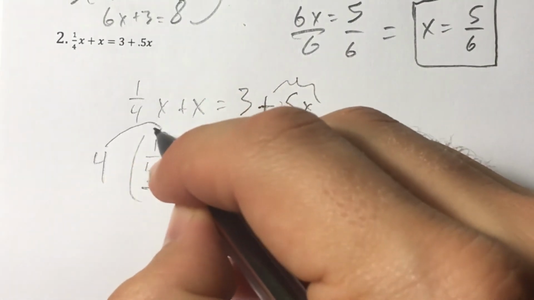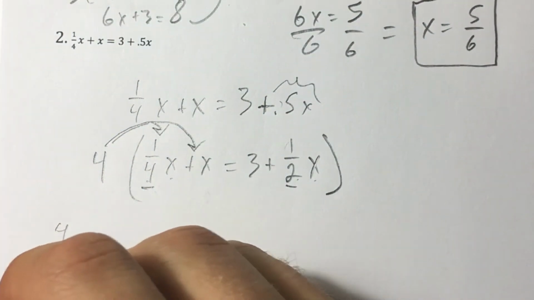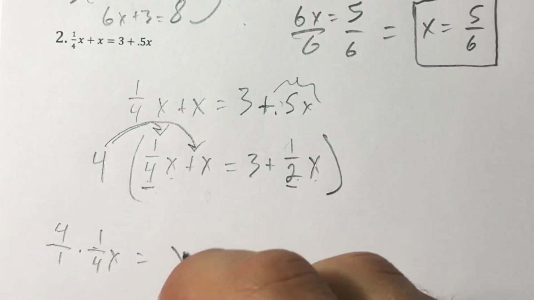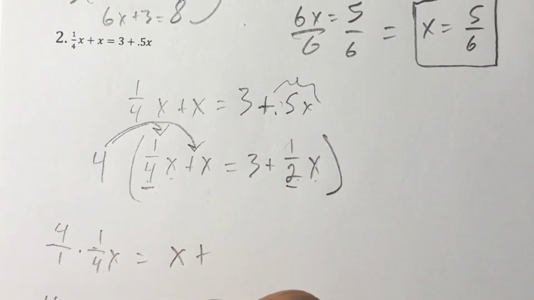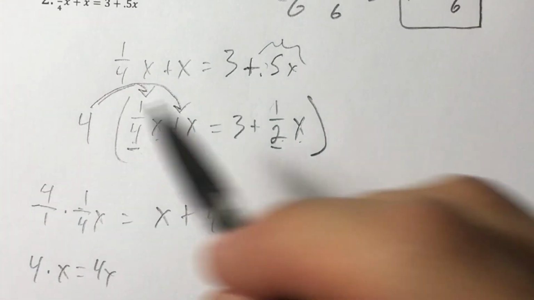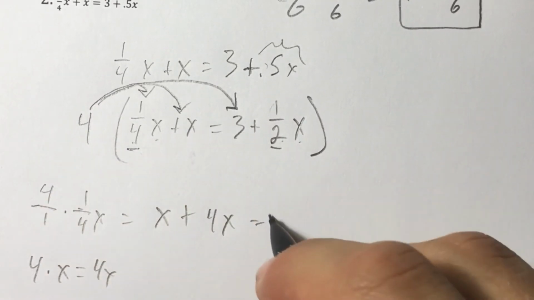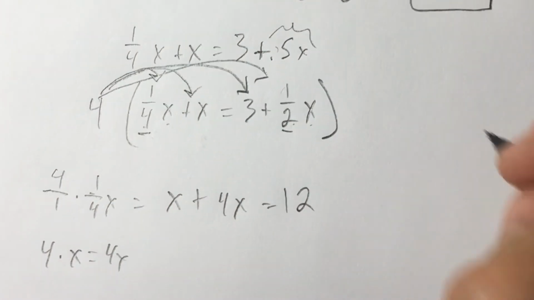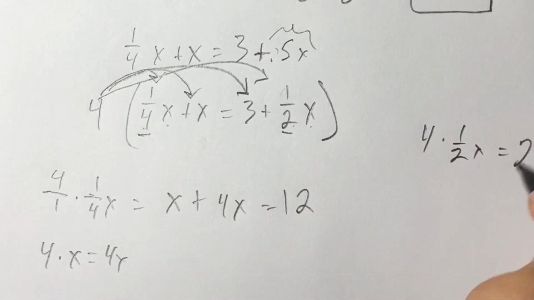So if I distribute on the left side, 4 times 1/4, 4 over 1 times 1 over 4x is just going to give us 1x, plus 4 times x is going to give us 4x. Now, we've got to remember to distribute to both sides of the equation, so we have 4 times 3, which gives us 12, and then 4 times 1/2 x is going to give us 2x.